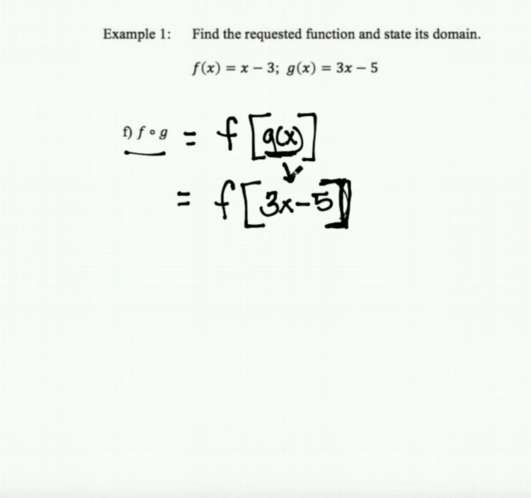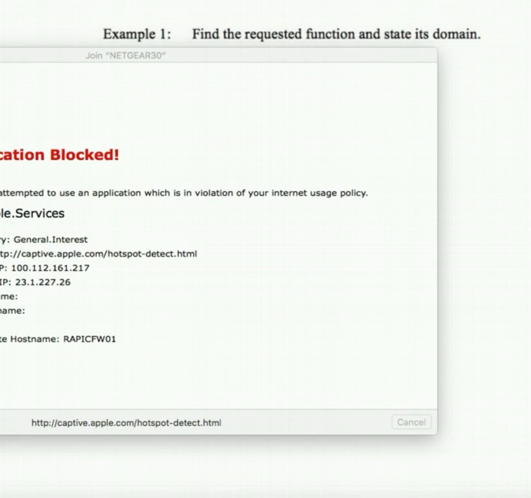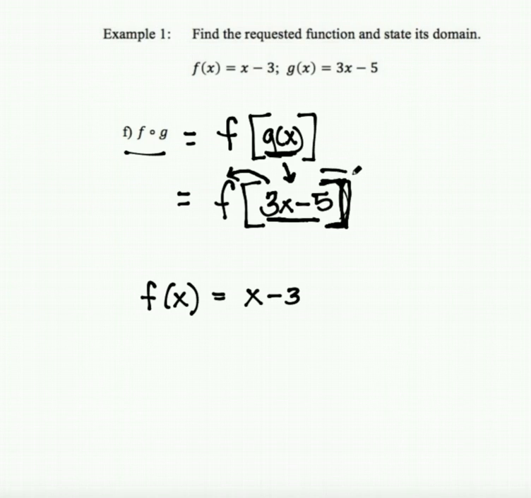Now, f of a function tells us to take whatever's in here and plug that into my f function. So I'm going to take 3x minus 5 and plug it into x minus 3. I'm going to write it out down here. My f of x is x minus 3. So I'm going to take this and plug it in for this x right here.